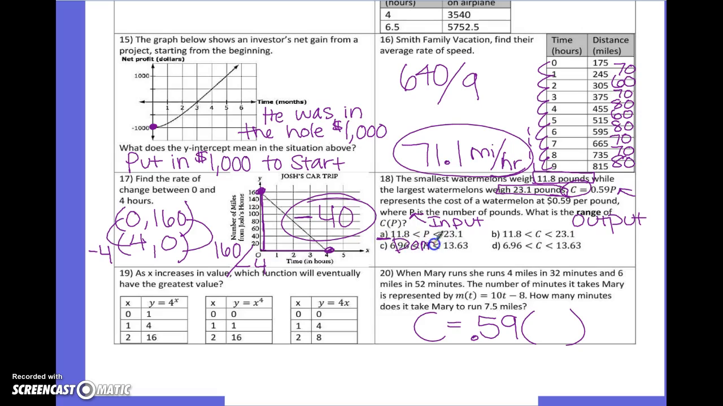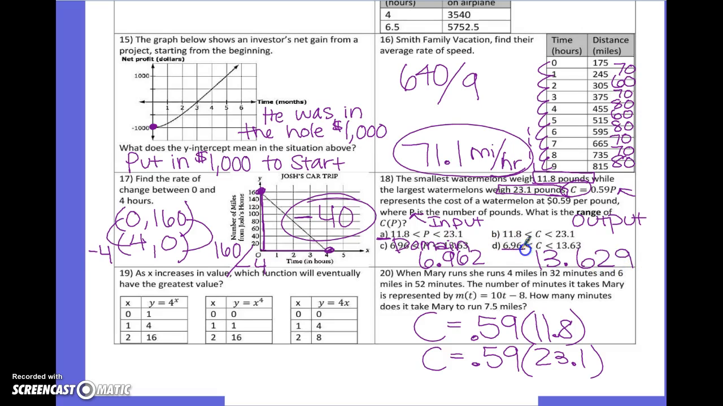That's the domain, which is not what we want. We want the range, we want the output. So if I plug in 11.8 pounds and find the cost, the output cost, I end up with 6.962. And if I switch it and put 23.1 times the cost of 59 cents, that gives me an output of 13.629. And we're talking about money, so that's why it rounds to 6.96 and 13.63.